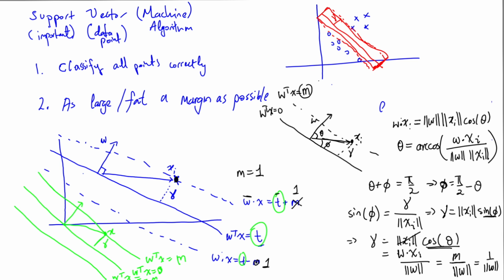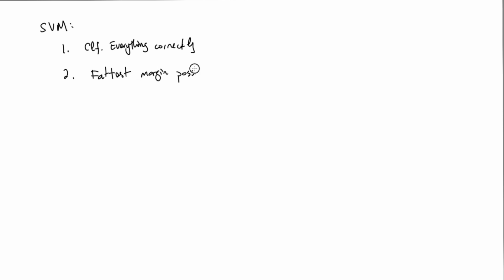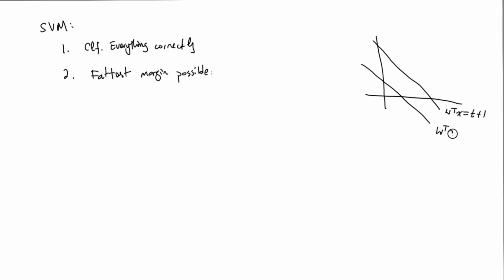Okay, so let me summarize what we know about SVM. We want to classify everything correctly, and we want the fattest margin possible. Now we have the picture in mind where we have these two hyperplanes, W transpose x equals t plus 1, W transpose x equals t minus 1, and our middle hyperplane here. Okay, so what I want to do is try to translate these objectives into some mathematical quantity.